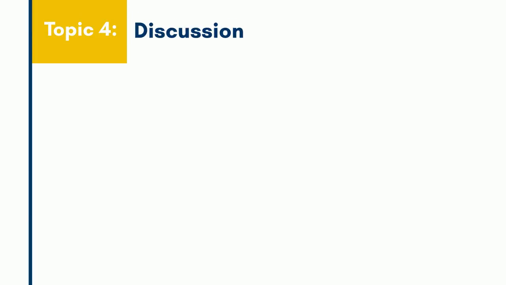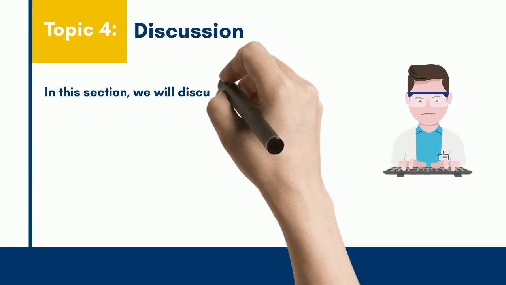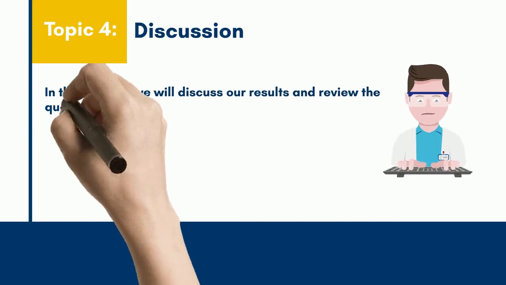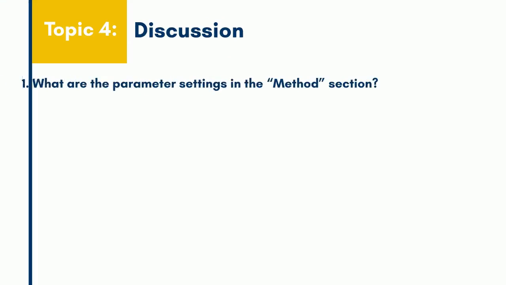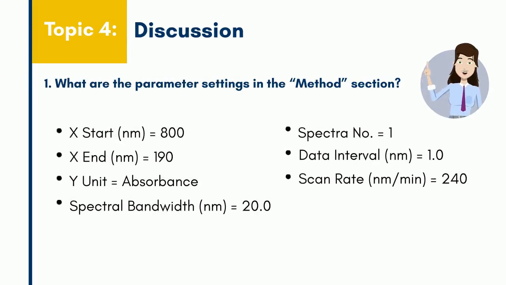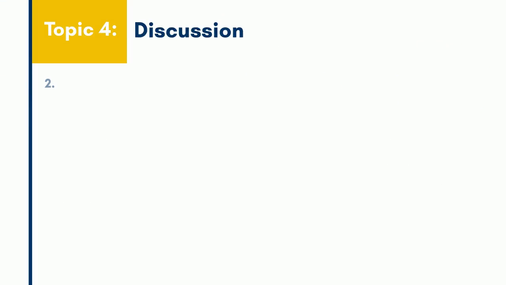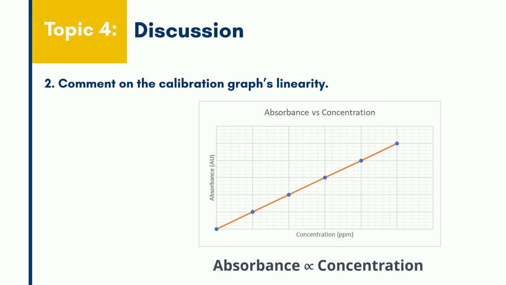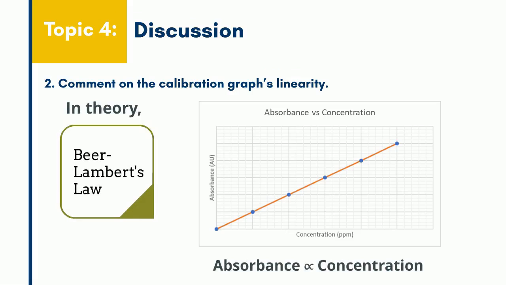Moving on to the next topic, which is discussion, we will discuss the questions that are posed in the lab manual. Here are the default parameter settings for the method section that has been created by the lab technician. According to the Beer-Lambert's law, absorbance is directly proportional to the concentration of the analyzed sample. Therefore, in theory, if the Beer-Lambert law worked perfectly, a straight line would pass through the origin.